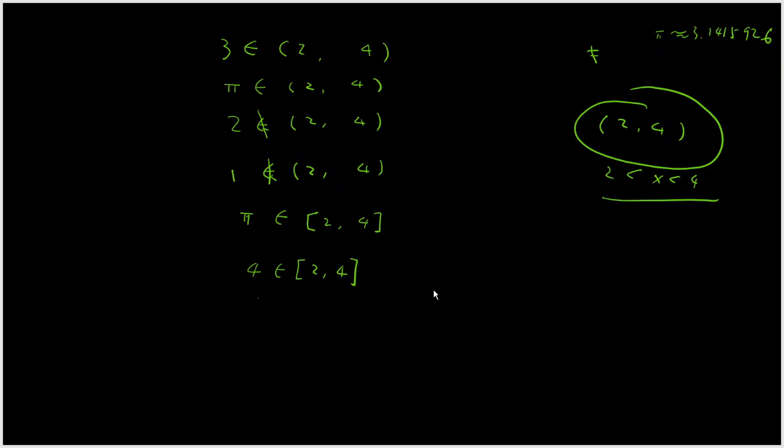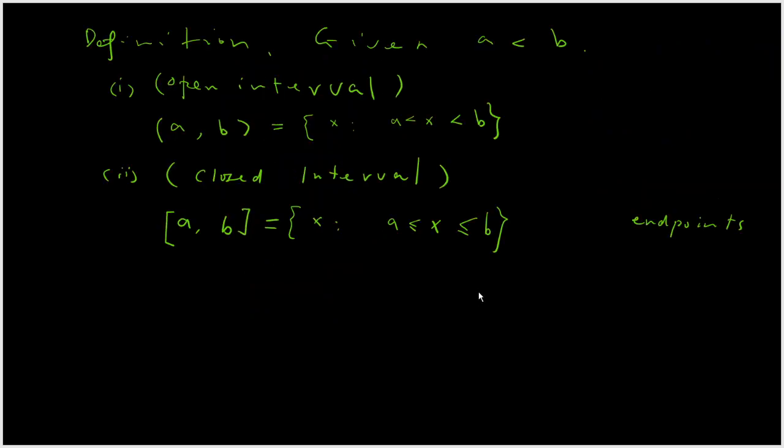Now, is 5 in the closed interval? No, 5 is not in the closed interval, of course. 5 is greater than 4, it's not less than 4, right? I think you know what I mean. This one is probably too simple for you guys already. Okay. 5 is not in the closed interval from 2 to 4. That's what I was trying to say.